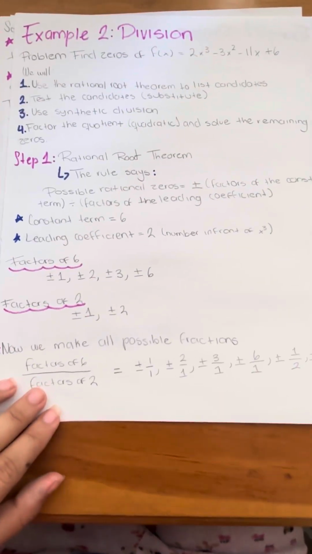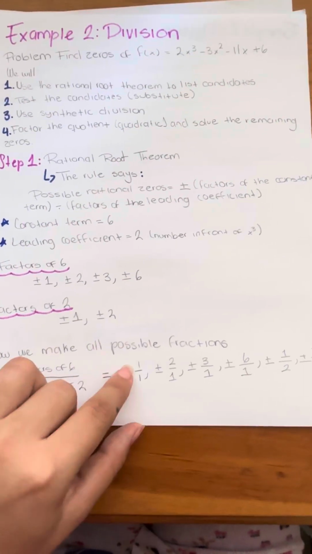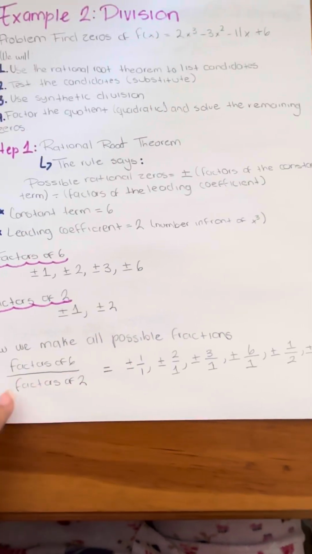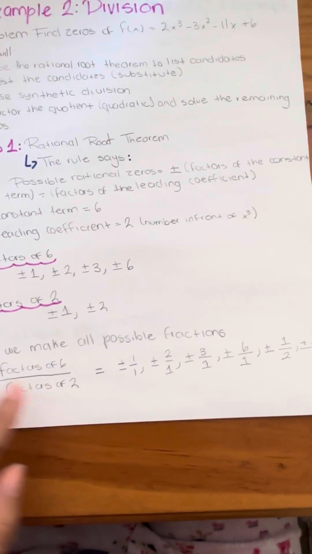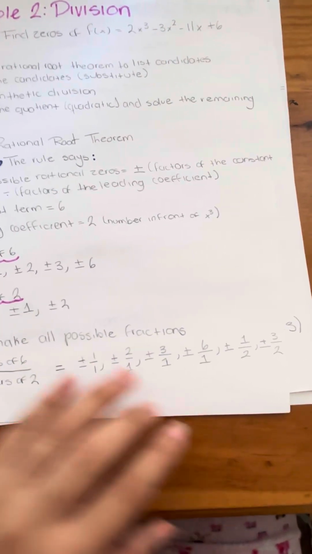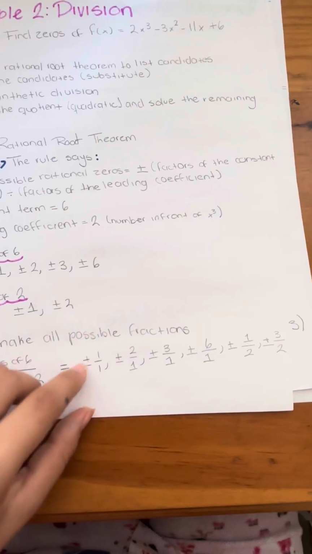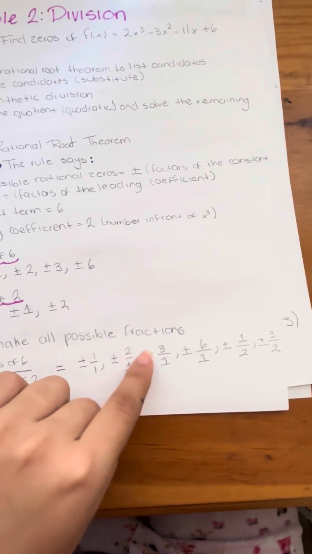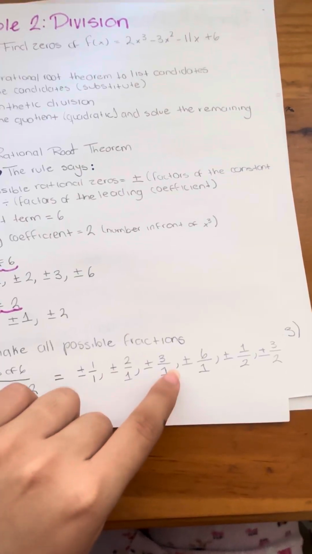Now that we have them, now we're gonna make all the possible factors. So we're gonna put the factors of 6 on top and the factors of 2 on the bottom. So here we have fractions. So we have positive negative 1 over 1, positive negative 2 over 1, positive negative 3 over 1, and so on.